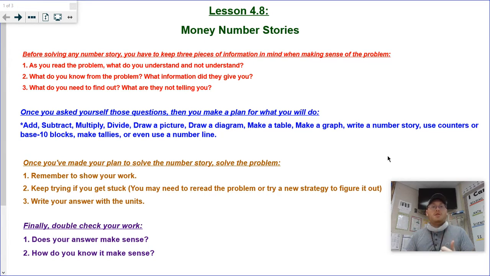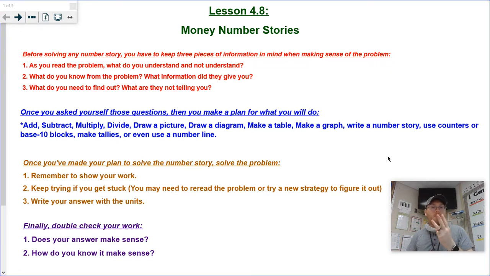Two, what do you know from the problem? What information did they give you? Can you circle or underline specific numbers or words or units that they give you? You're breaking apart the problem. It's like main idea and detail in reading. You're finding out what the important information is and breaking it apart from there.